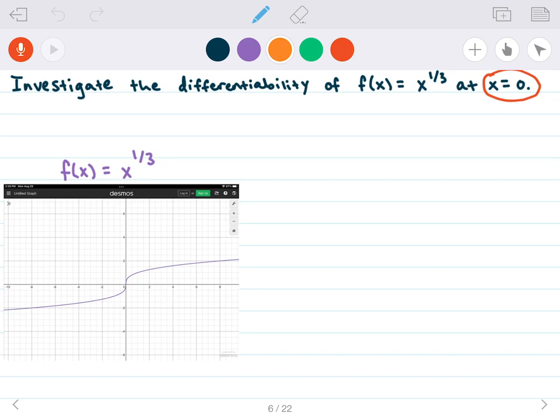Now we're going to investigate the differentiability of f of x equals x to the 1/3 at x equals 0. Well, we have a graph right here of f of x, and we can kind of see from the graph when x equals 0, this tangent line appears to be vertical. So that's already telling us from the picture that this derivative is not going to exist at x equals 0. So let's go ahead and use our limit definition again.